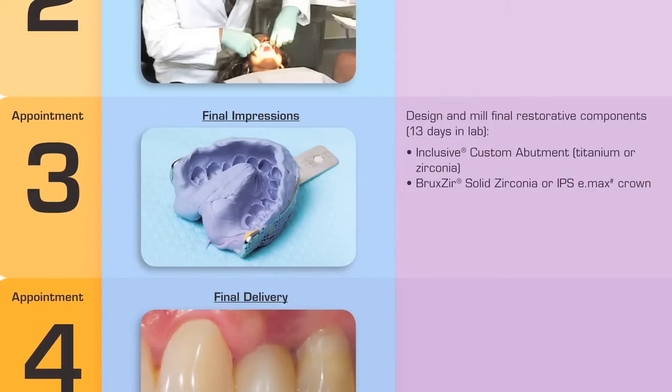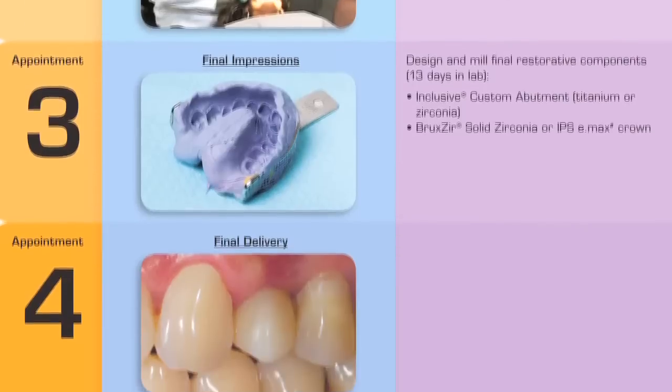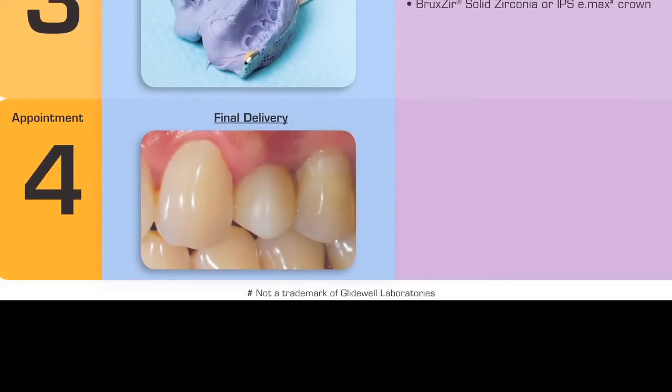A full arch impression, as well as an opposing impression and bite registration, are then taken. The temporary components are then reassembled and the case is forwarded, along with the second RX, to Gladwell for fabrication of your final restoration. Upon receipt of the impressions and RX at Gladwell, your restoration and abutment are designed using CAD software and milled. This is usually accomplished in 13 days, at which time the final restoration and abutment are returned to your office for delivery.